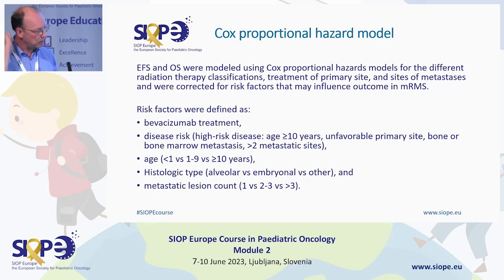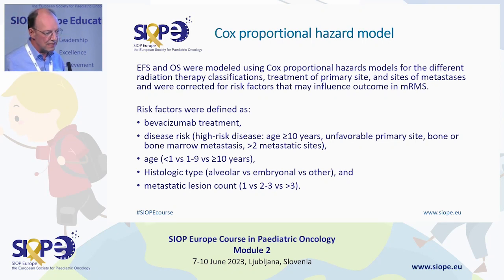They did a Cox proportional hazards model to adjust for all these factors, but as we learned in the first slide, there are an enormous number of factors that are important in this kind of disease. They included a whole lot of risk factors, like of course the bevacizumab treatment, the disease risk, which is more or less the Oberlin score, the age, the histological type, and metastatic lesion count.